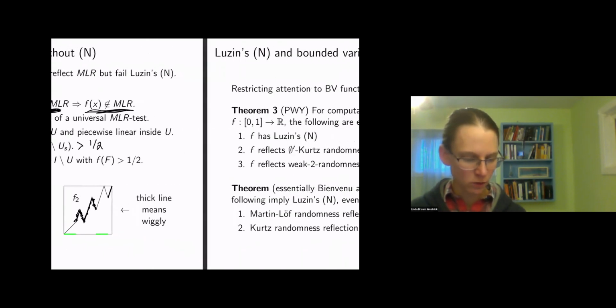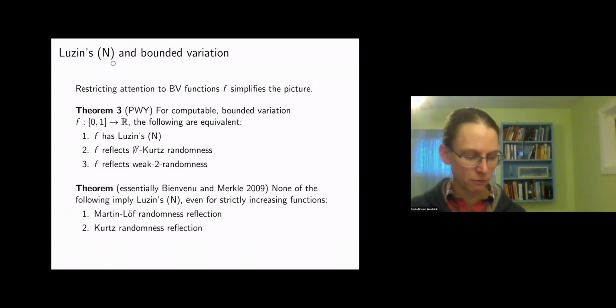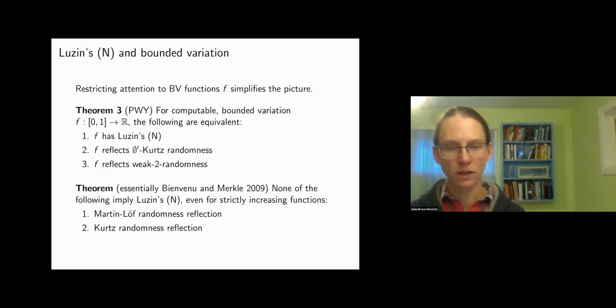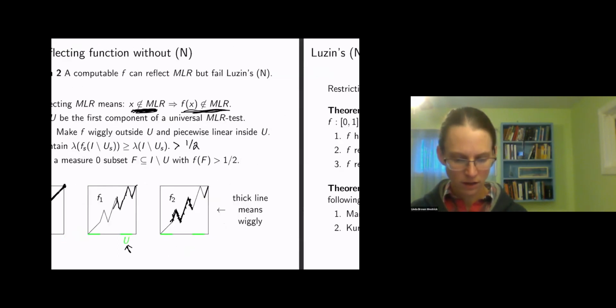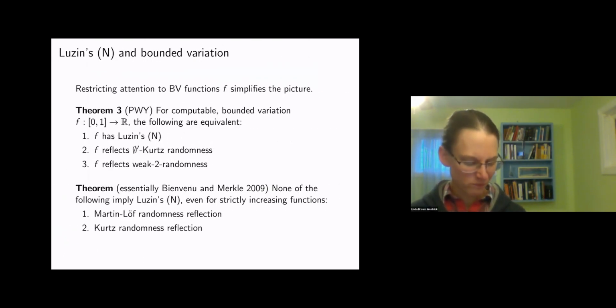So we know that the property of Luzin's N itself becomes a lot simpler in the presence of bounded variation. So then we said, okay, let's tie our hands from this method. This is sort of inherently an unbounded variation method. Then what can we show? And what Bjørnvig and Merkle showed is that even if the function is increasing, then this does not work to characterize it.